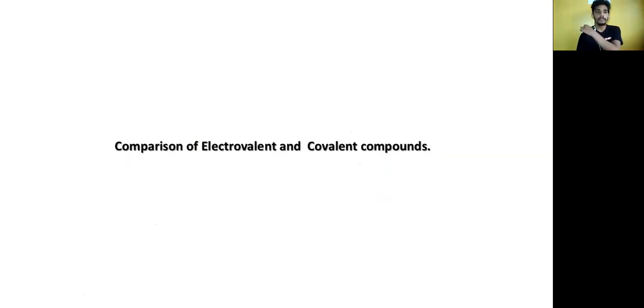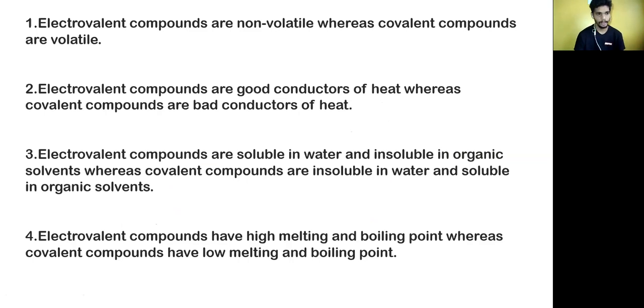Comparison of electrovalent and covalent compounds. We're going to talk about the comparison of electrovalent and covalent compounds. Electrovalent compounds are good conductors of electricity, and covalent compounds are bad conductors. Can anybody tell me why? Yes, electrovalent compounds are good conductors because they have the ability to donate and gain electrons very easily, so they conduct electricity. In covalent compounds, electrons are shared and paired, so they are not moving as compared to electrovalent compounds. So they are bad conductors.